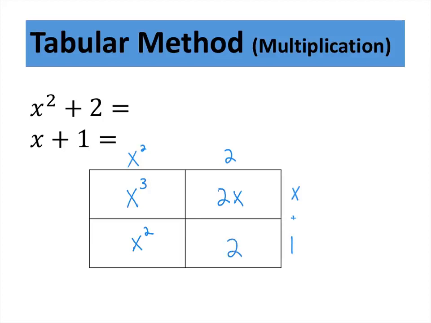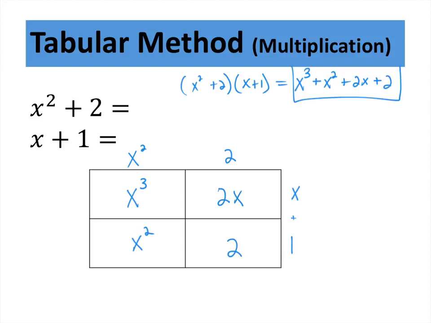So if we're thinking about this, how do I find the area of all of the insides? Well, I add up all the insides. So if I had x squared plus 2 times x plus 1, I'm adding up all of these things in here. So x cubed plus x squared plus 2x plus 2. And I like to do it in descending order. So x cubed plus x squared plus 2x plus 2. And this would be our final answer when we multiply those polynomials together.